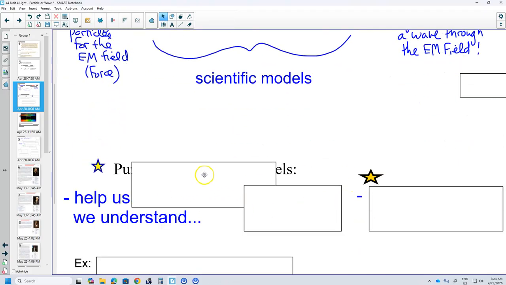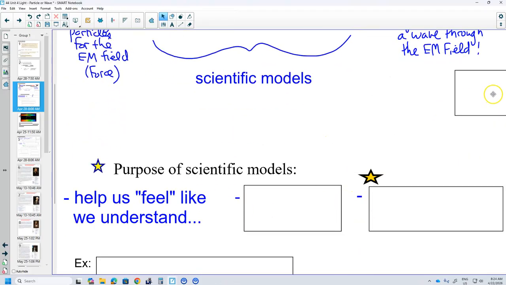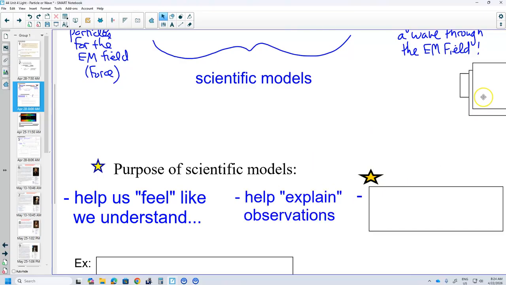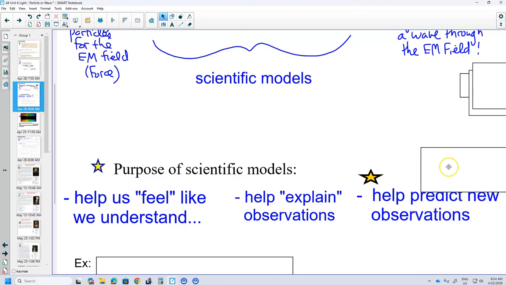The purpose of scientific models is often, in a way, to help us feel like we understand things, help us "explain" observations. And the quotes are because sometimes it's not really an explanation. Sometimes it just feels good, if you will. And certainly the major benefit is that it helps us predict new observations.